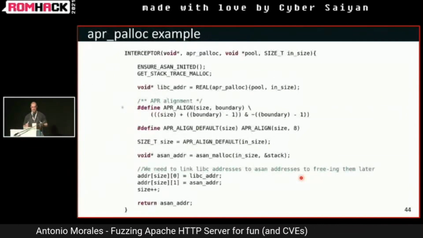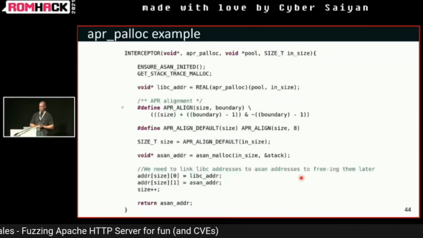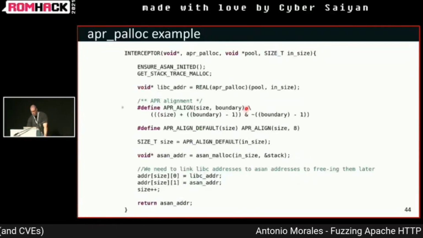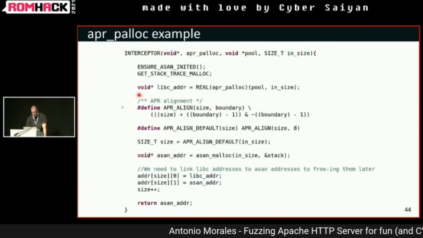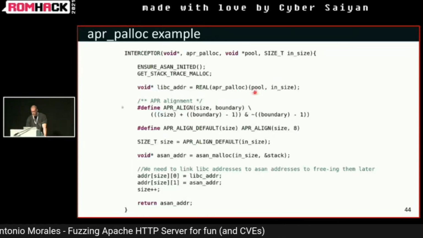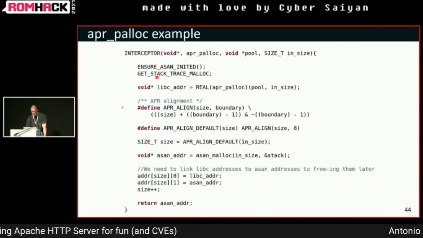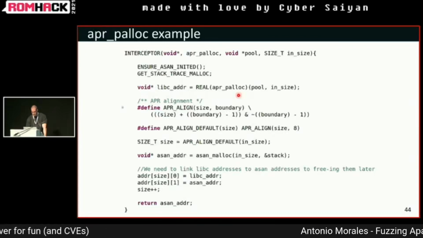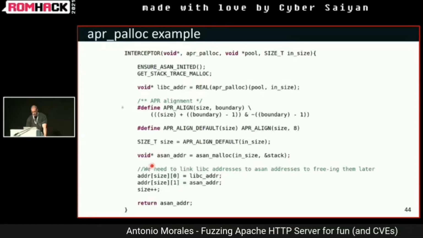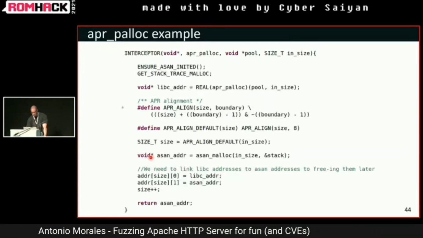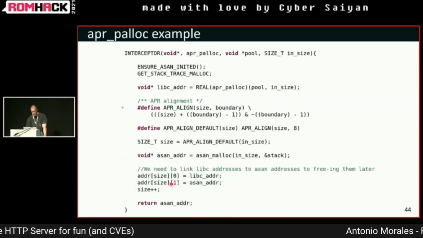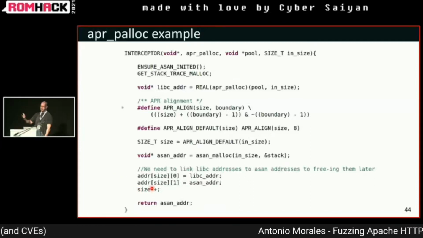And this is just an example. This is my implementation of my interceptor for apr_palloc. There are three relevant parts. The first one is when I call real apr_palloc to get the original address of apr_palloc. Then I save the address of the sanitized malloc. And in the end, what I do is to save both addresses to free them later.